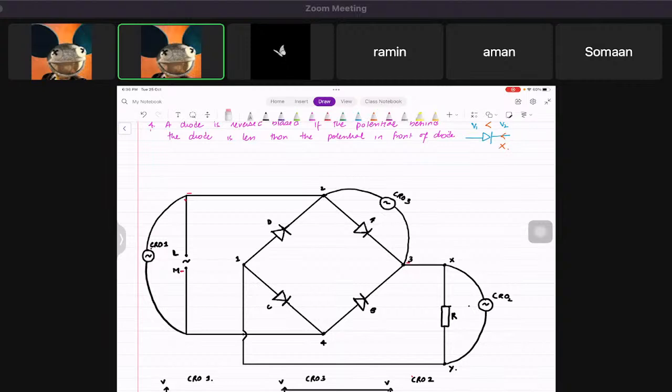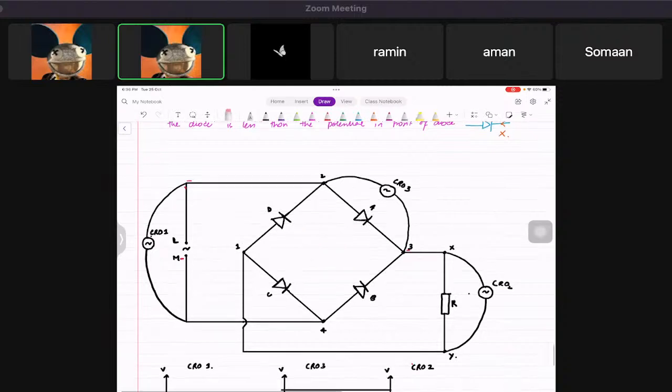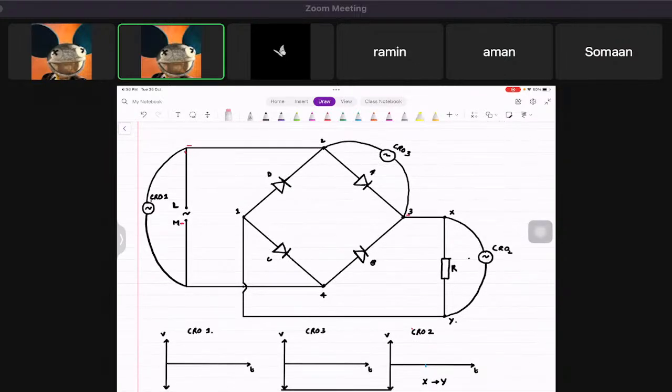One thing I want to tell you is that whenever you see this bridge rectifier, the diodes which are exactly opposite of each other are parallel, and you see they are in the same direction like this. The parallel diodes are in the same direction. So you can always remember this when they ask you to make the diagram.